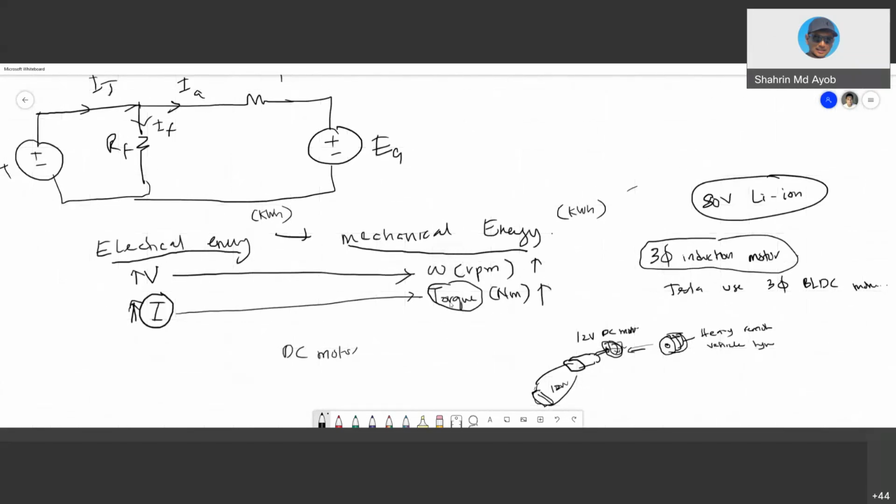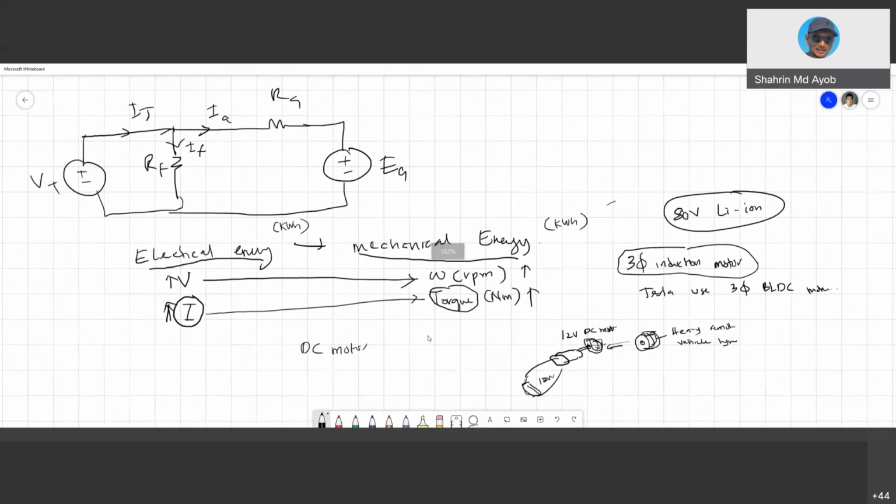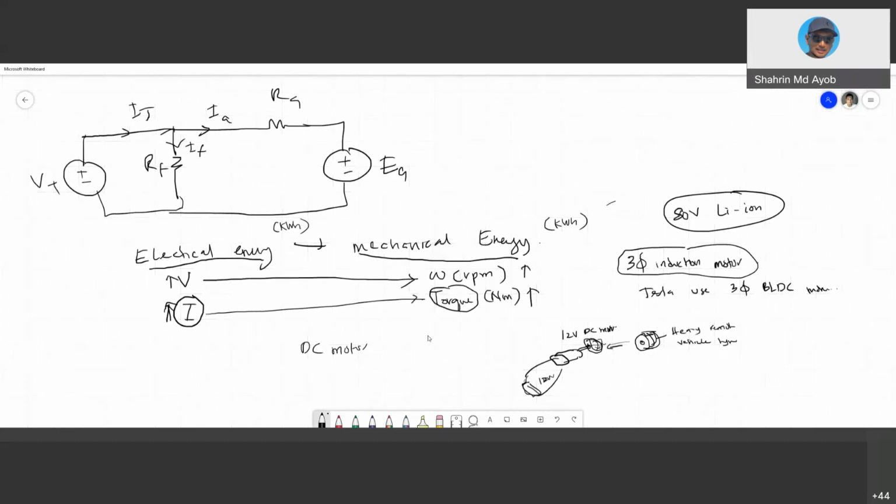So, electrical energy and then the current and torque here. The important parameters are torque and speed. What is the relationship? Torque is proportional to IA, the armature current. With a constant flux, the torque produced is proportional to IA. Sometimes T is equal to K flux IA.